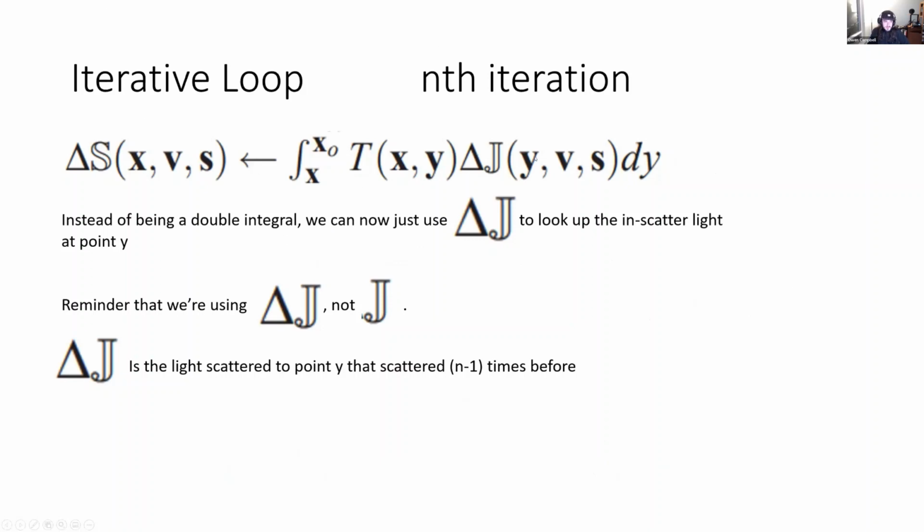So we do the same with the delta S. This is in-scattered light along the ray. We just use the previous iteration's table to look up the value. We don't need to calculate from scratch for the light equation. We still have to calculate the integral though.